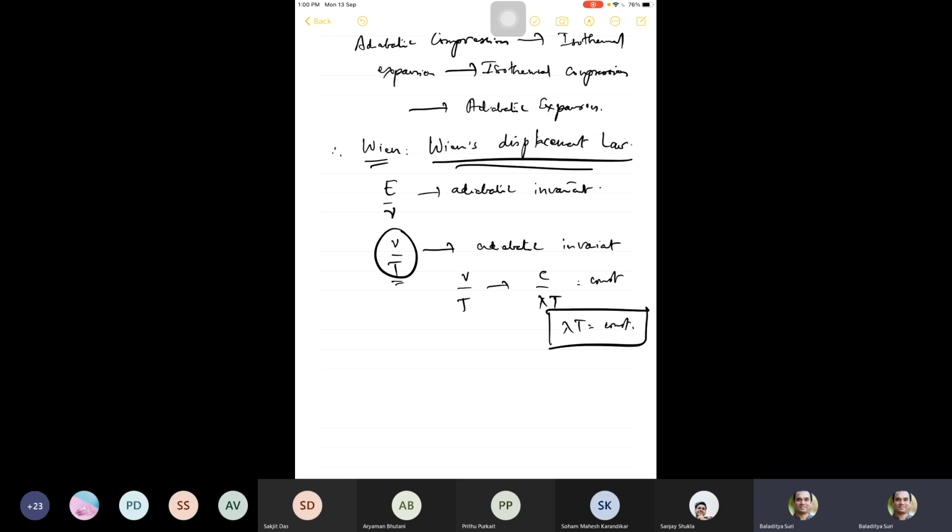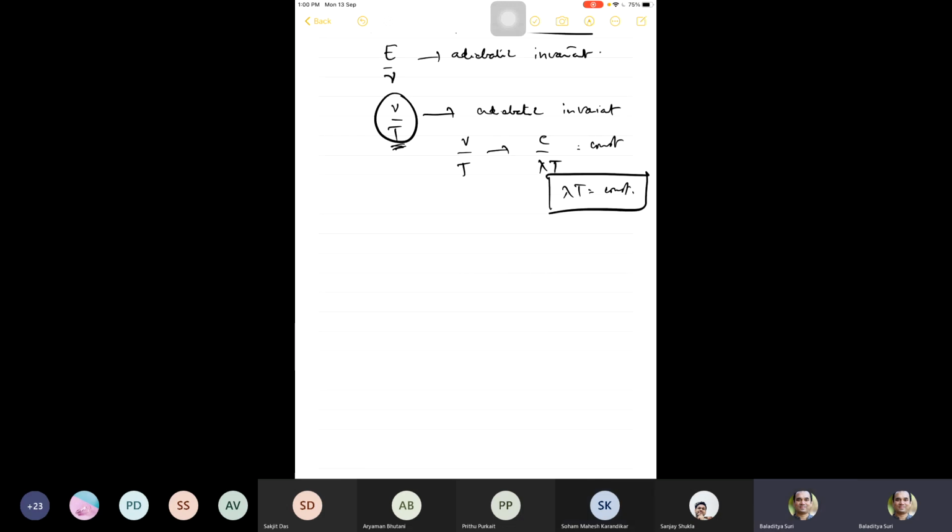And if you consider a continuous distribution of frequencies, then lambda max corresponds to the mode which is at whatever the corresponding nu is. But Wien's analysis shows that nu by T is also an adiabatic invariant for every oscillator, every mode of a collection of oscillators, if you consider a whole bunch of them. Is that clear? Yes, sir. So now he did something very interesting.